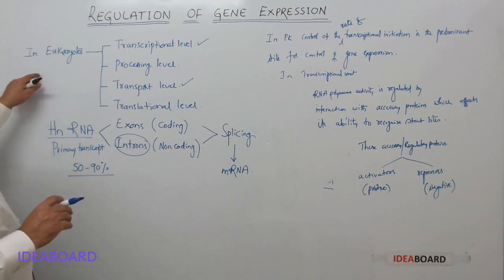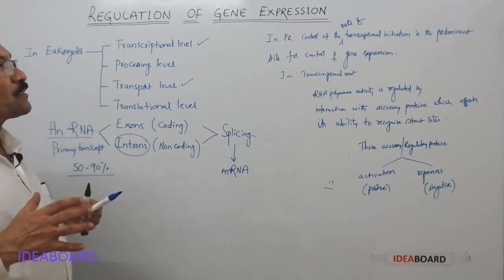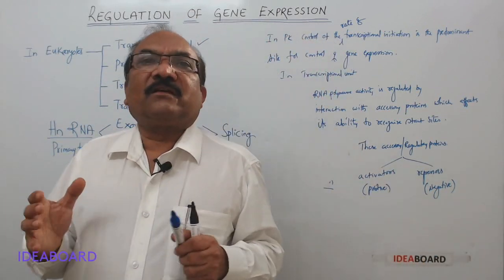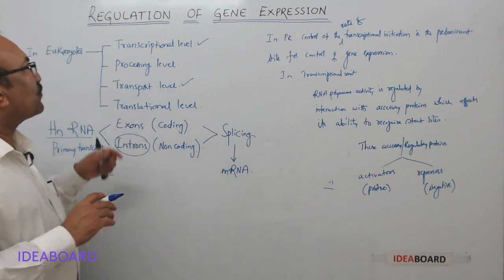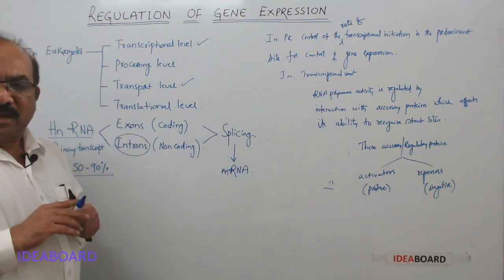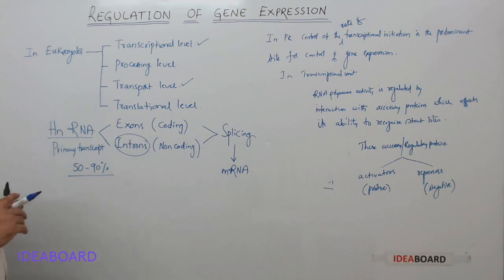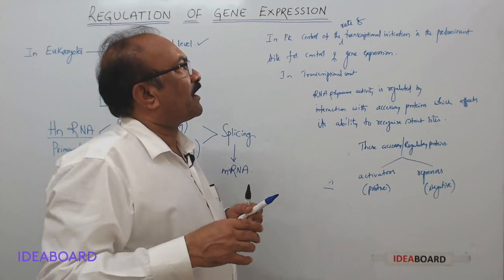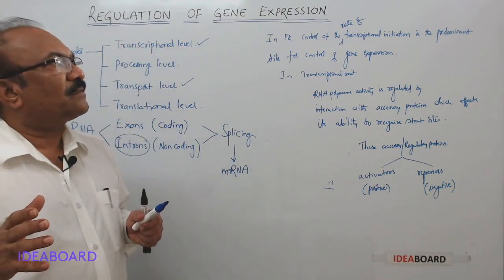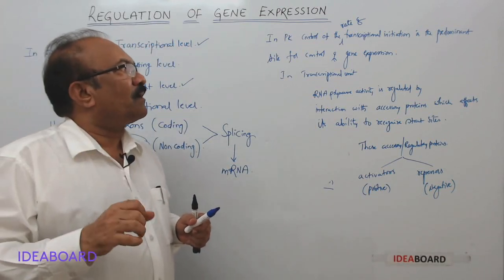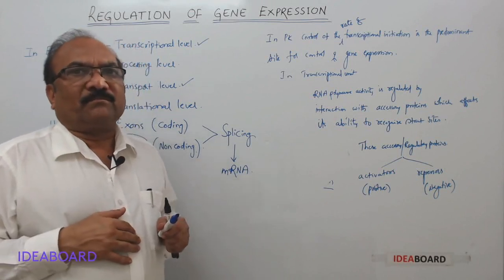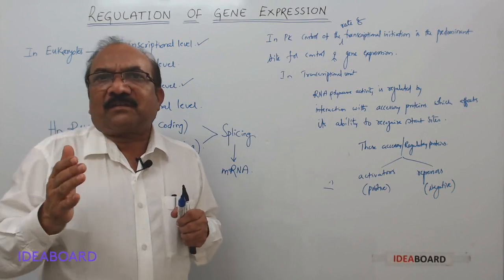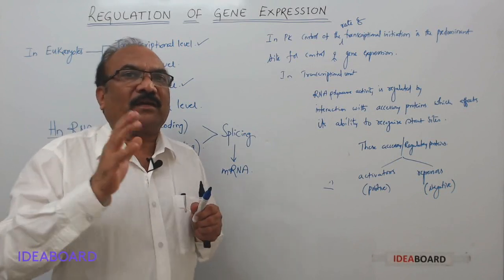Like that, in eukaryotes, the gene expression for the formation of a protein is regulated at how many levels? 4 levels. And when we come to the prokaryotes, the rate of transcriptional initiation is the predominant site for control of gene expression. Means what? At transcription level only, the gene expression is controlled in prokaryotes.